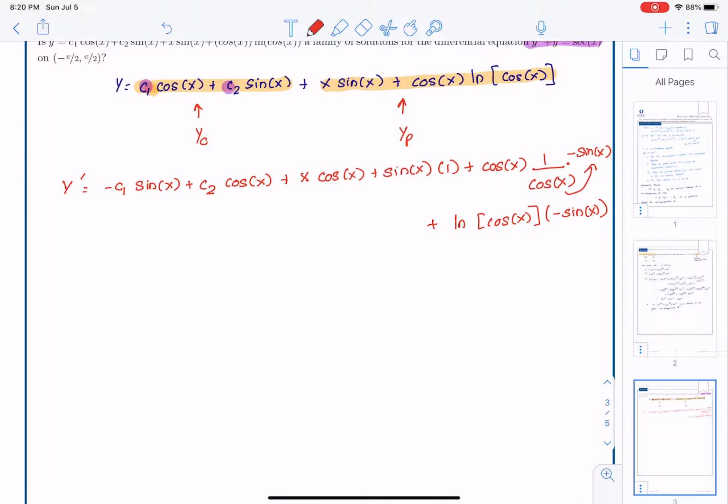Simplify before proceeding. So we have negative c1 sine x plus c2 cosine x plus x cosine x. Those two terms will get cancelled, so we have negative sine x multiplied by ln of cosine x.